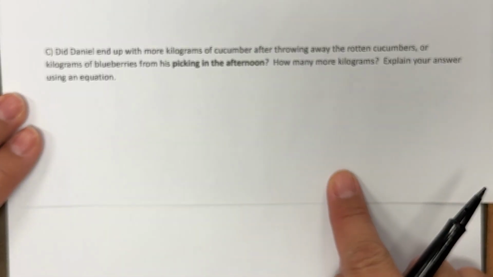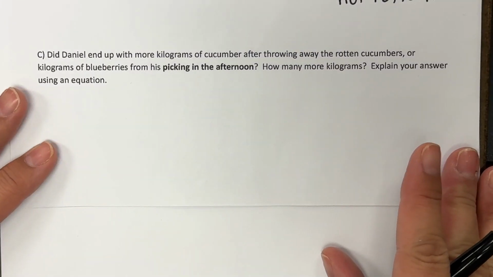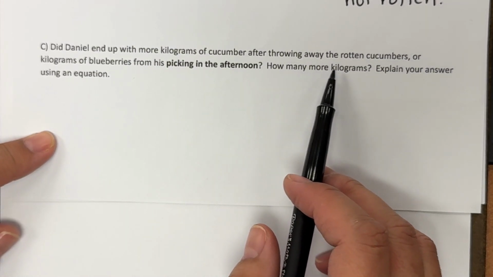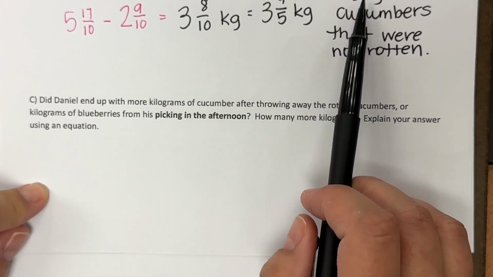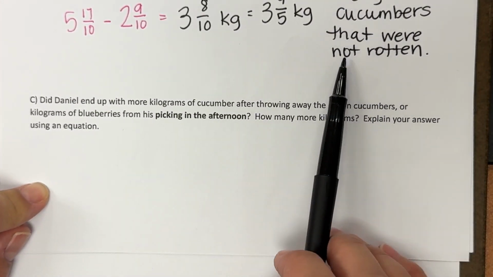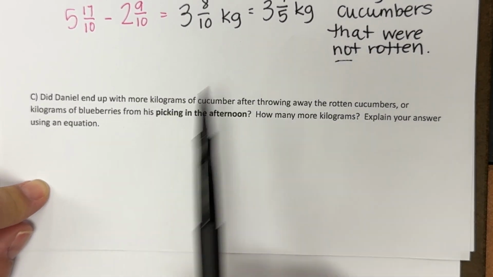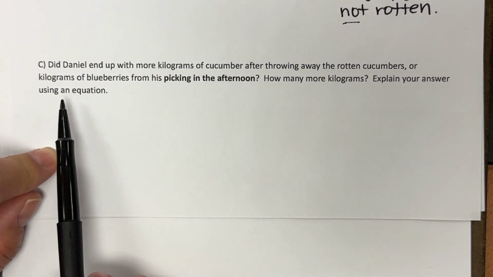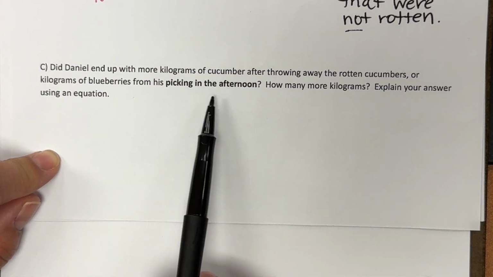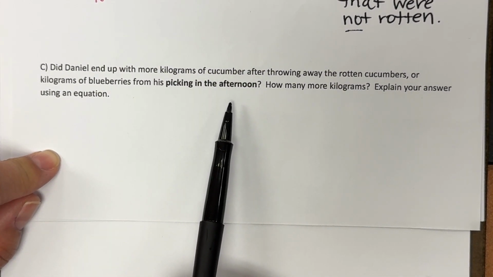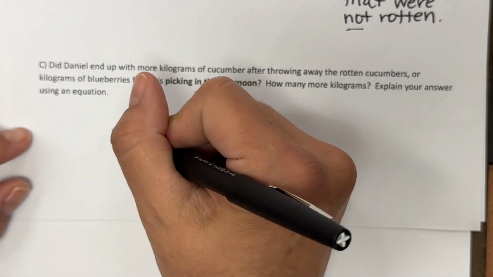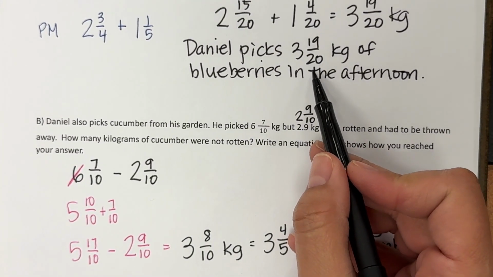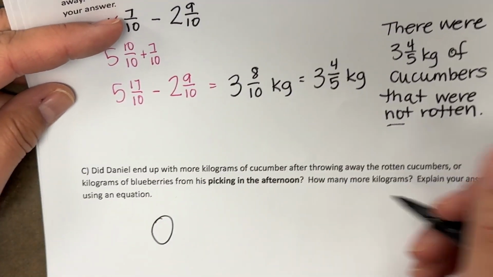Last question here. Make sure you can see this. Okay, good. So it says, did Daniel end up with more kilograms of cucumber after throwing away the rotten ones? Okay, so that's this. These are the ones that were good, right? They were not rotten. Or did he have more kilograms of blueberries from his picking in the afternoon? So again, we need to compare. We need to compare. Okay, so if we go back in the afternoon, 3 and 19/20.